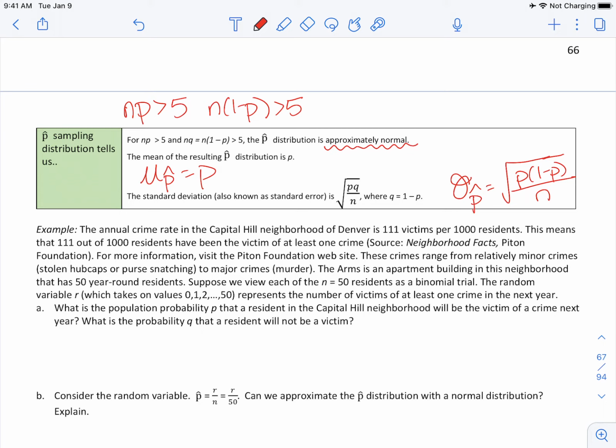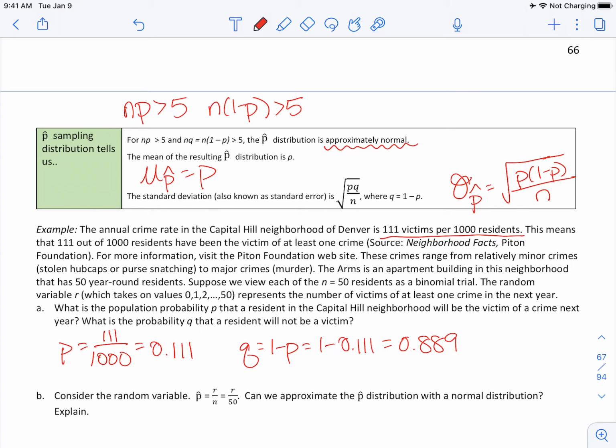All right, so we have 111 victims per 1,000 residents. So that's going to represent our P. So we have 111 divided by 1,000, which gives us 0.111 as a decimal. And then to get our Q, remember that's 1 minus P. We do 1 minus 0.111, which is 0.889.